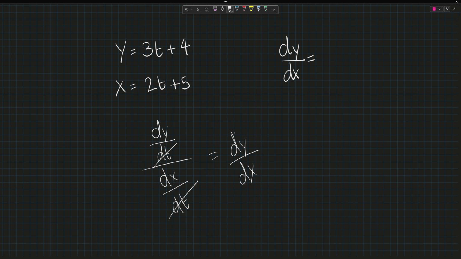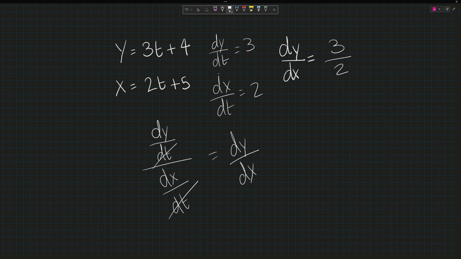Since we know how to do this, we can go ahead and start with taking the derivatives of both the functions and then dividing each other. So now y equals 3t plus 4, the derivative of that equals 3. Same thing with dx over dt, which is 2. dy over dx would be 3 over 2, because I'm dividing dy over dt with dx over dt. So the answer is 3 over 2.